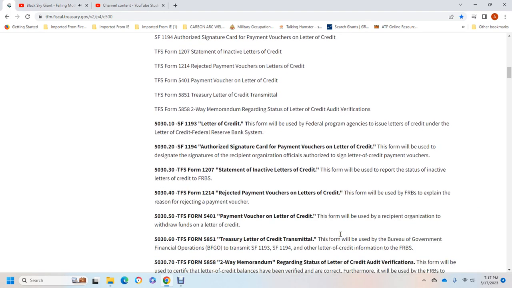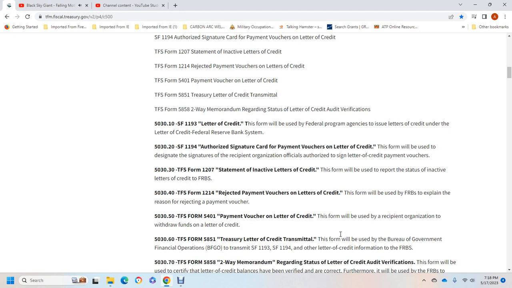In the standard form letter of credit, the Federal Program Agency issues the letter of credit under the Letter of Credit, Federal Reserve Banking System. 1194, Authorized Signature for payment voucher for the letter of credit. This form will be used with the designated signature of the recipient organization official authorized to sign letter of credit payment vouchers. Form 1207, the Statement of Inactive Letter of Credit. This form will be used to report the status of inactive letters of credit to the Federal Reserve Banking branches. Form 1214, Rejection of payment vouchers, letters of credit. This form will be used by the Federal Reserve Banks to explain the reason for rejecting payment vouchers.